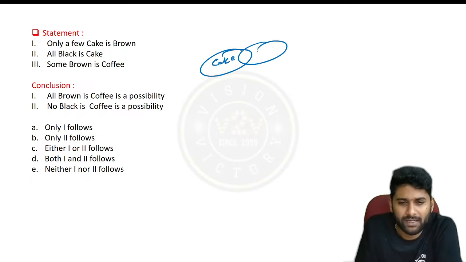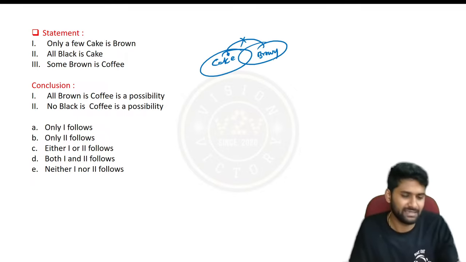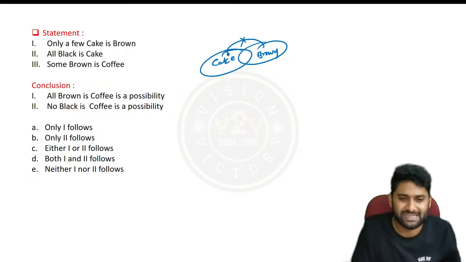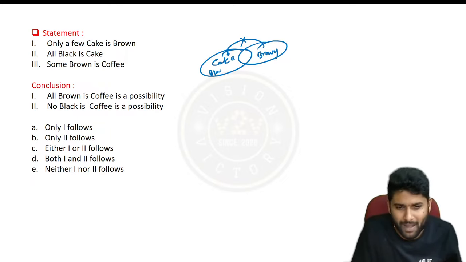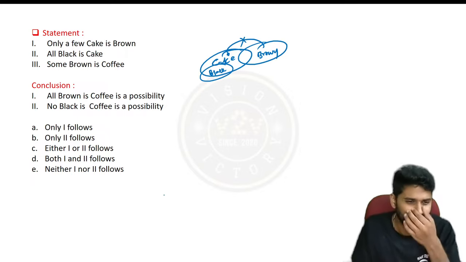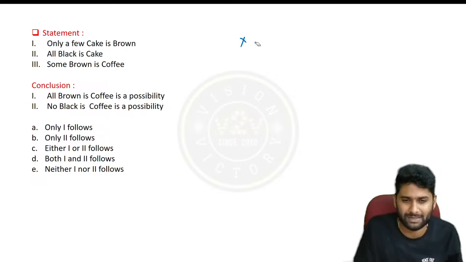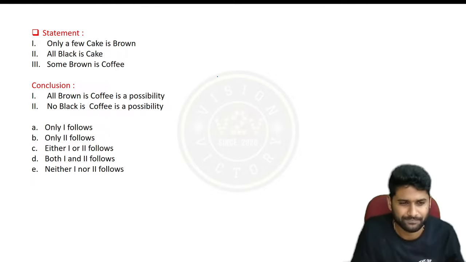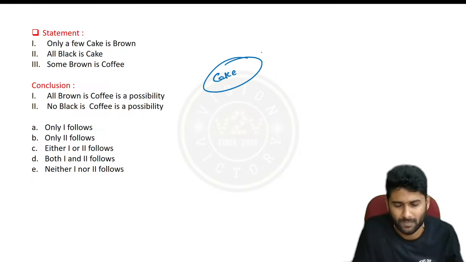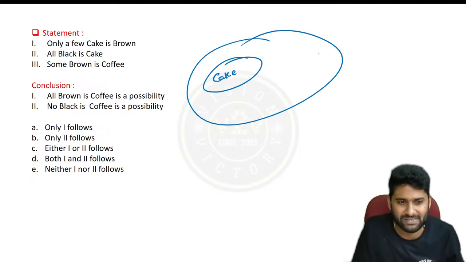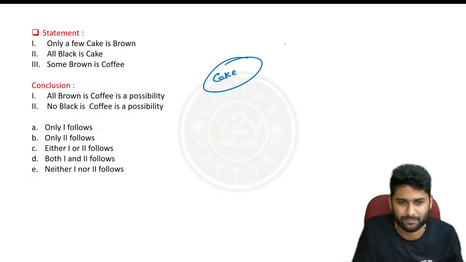Only few cake is brown, which means some cake is brown and some cake is not brown. All black is cake. Next, some brown is coffee. Okay, let me take this diagram bigger, because overlappings are most important, guys, remember that.